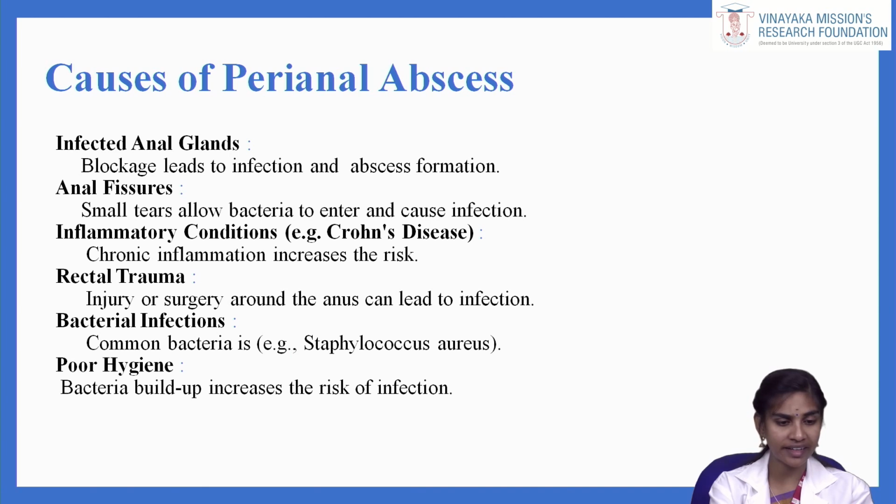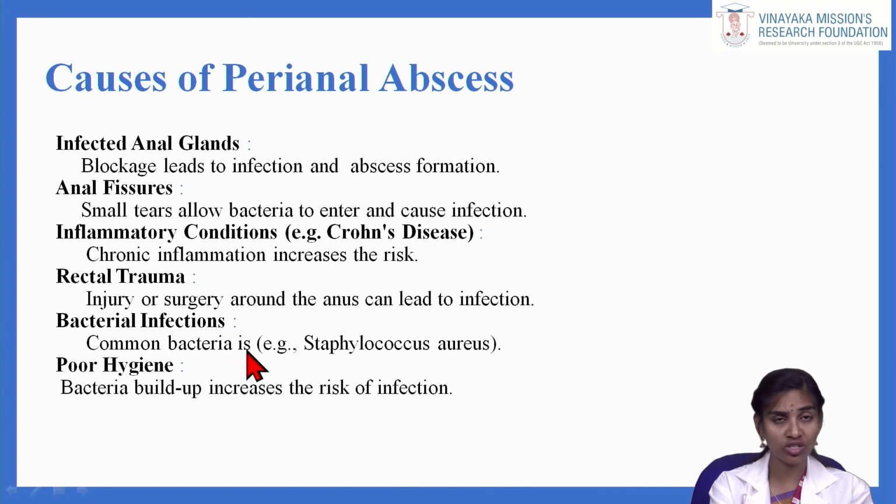The infected anal gland blockage leads to infection and abscess formation. A fissure can cause infection and inflammation in the anal area, so bacteria grow inside the anus, which causes abscess formation in the perianal area. Crohn's disease is a chronic inflammatory condition, as I already told. With rectal trauma, any road traffic accident or any injury, or post hemorrhoid surgery, the patient will have a perianal abscess if the patient does not maintain good hygiene or skips the antibiotics.